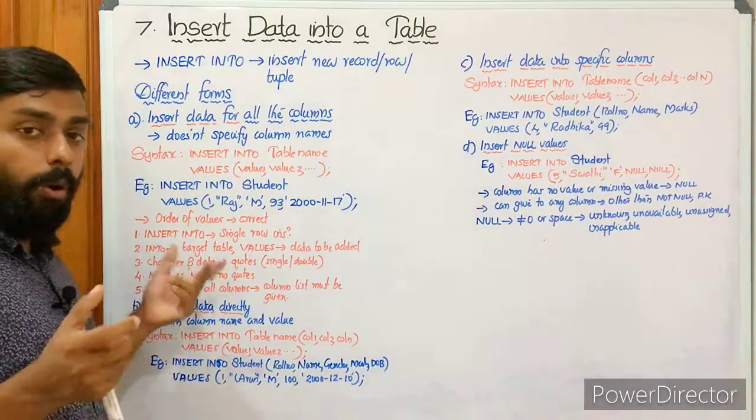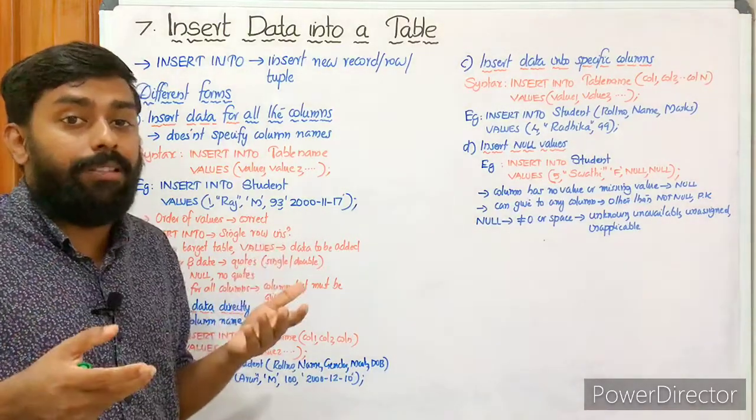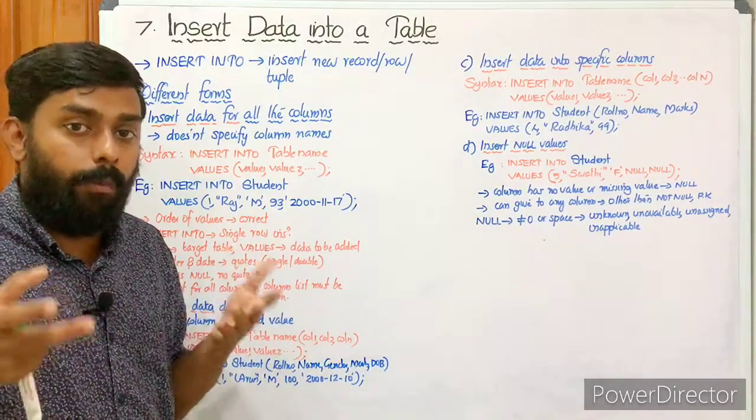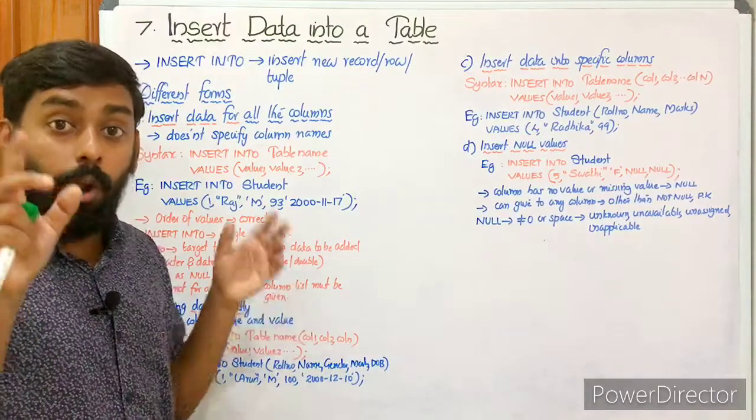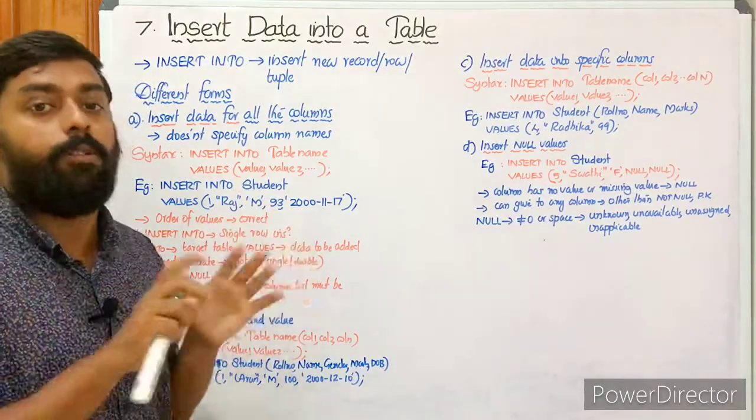Then null as null, no quotes. When you set the value of a column as null, it must be given as null, not in quotes, because null is a keyword. It must not be in quotes.